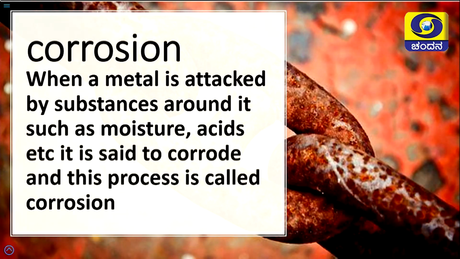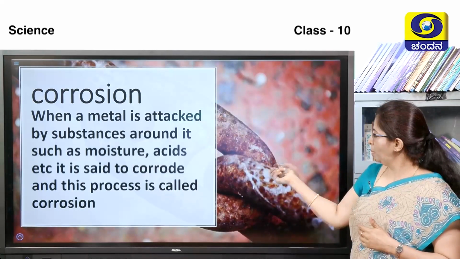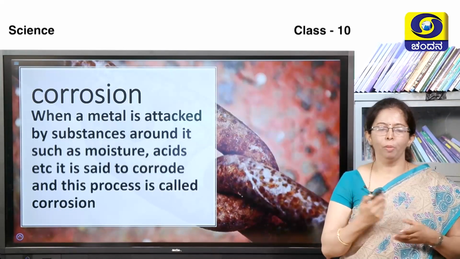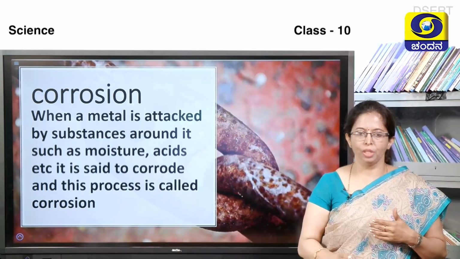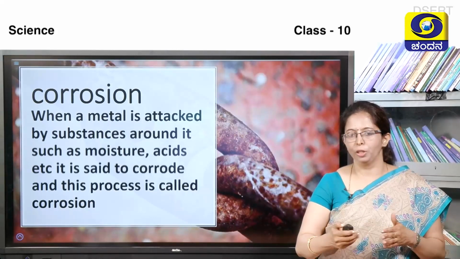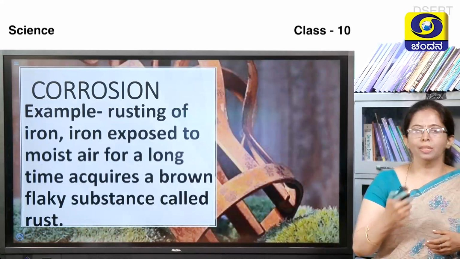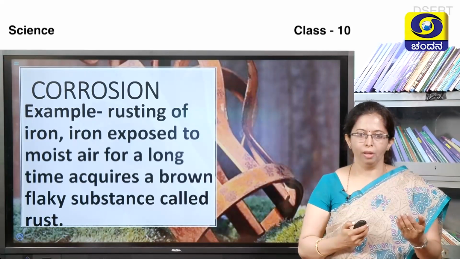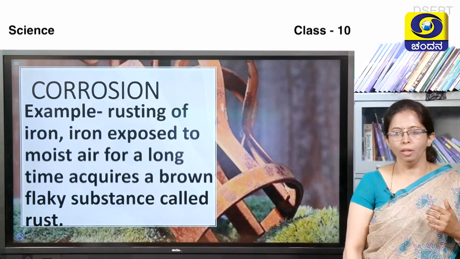Corrosion. So, what is corrosion? On the screen behind the text you can see some iron metal on which brown flaky substances have formed. When a metal is attacked by substances around it such as moisture, acid, etc., it is said to corrode, and this process is called corrosion. Example, rusting of iron. When iron is exposed to moist air for a long time, it acquires a brown flaky substance called rust.